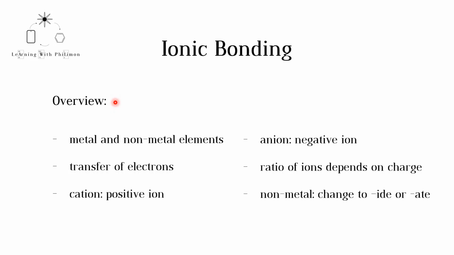To summarize, ionic bonding occurs between metal and nonmetal elements and involves the transfer of electrons. A cation is a positive ion and an anion is a negative ion. The ratio of the ions in the chemical formula depends on the charge of the ions. When naming ionic compounds, the nonmetal name changes to "ide" or "ate" if oxygen atoms are also present.